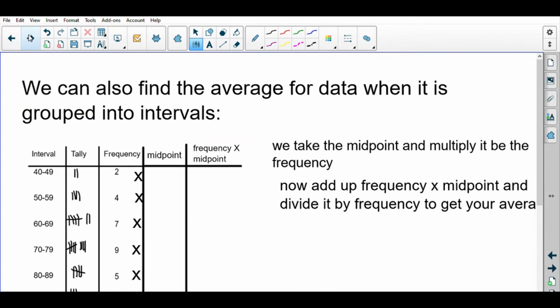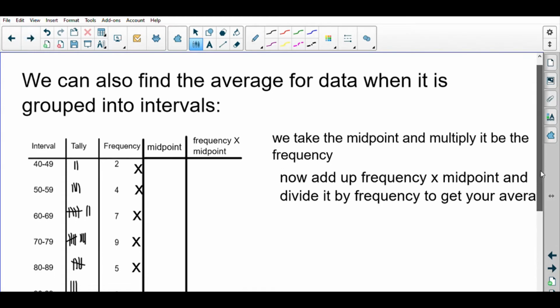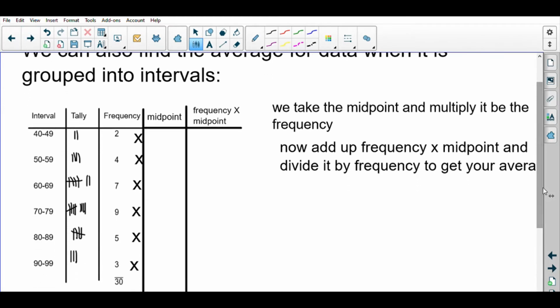We can also find the standard deviation for data when it's grouped into intervals. I'm going to use the example from last lesson, where there were 30 test results from a math exam. We broke them up into the intervals 40 to 49, 50 to 59, 60 to 69, and so forth, and made sure those intervals were even. Then we figured out how many exams fell in the interval 40 to 49, and that happens twice. That was the frequency.